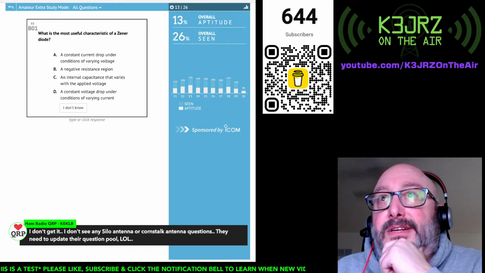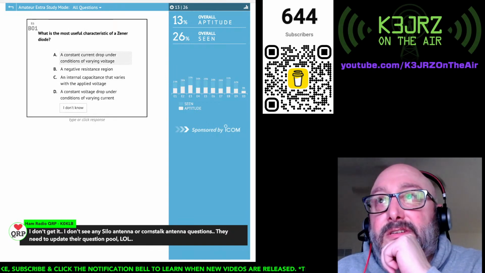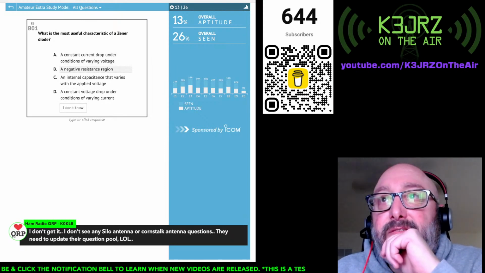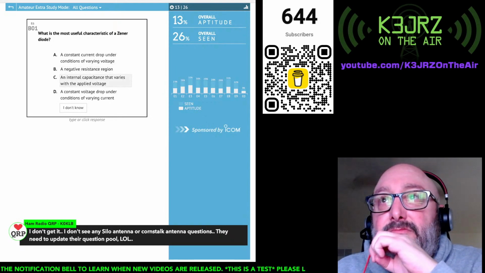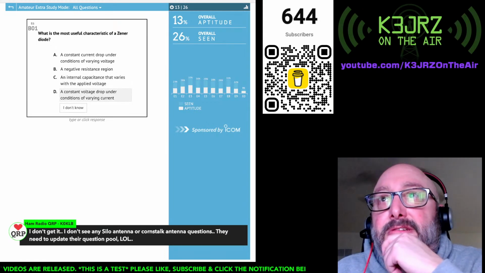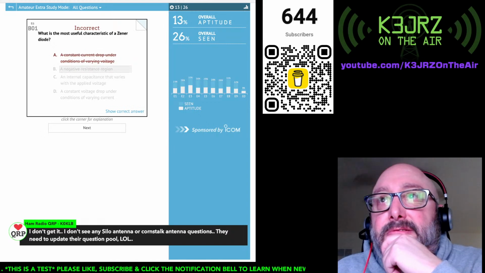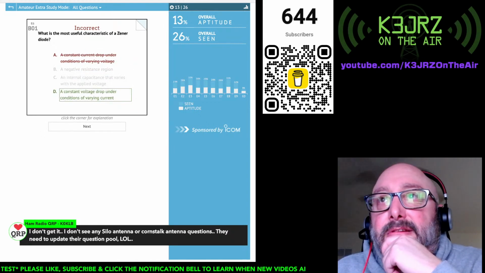What is the most useful characteristic of a Zener diode? Constant current under conditions of varying voltage, a negative resistance region, internal capacitance that varies with the applied voltage, constant voltage. I don't know this one. Constant voltage drop.